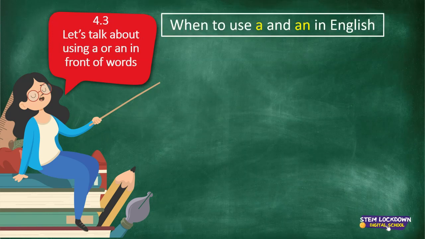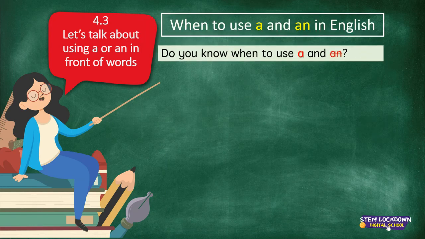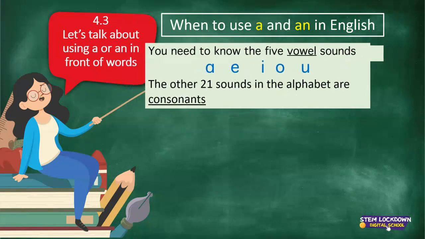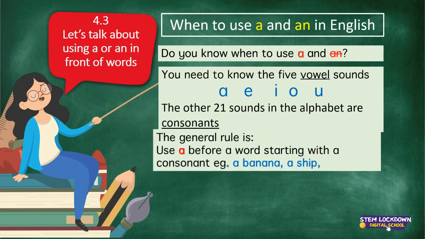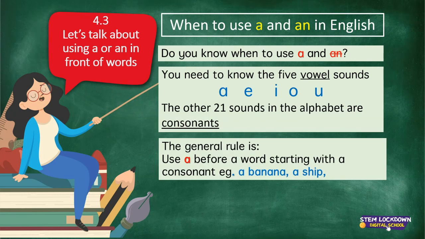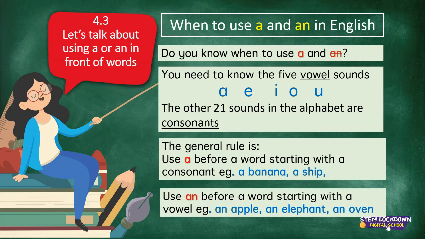We also talked about a or an in front of a word. Do you remember that? And a is usually pronounced eh. So in order to do this exercise, you need to know the 5 vowel sounds, A, E, I, O, U, and then the other 21 sounds that are consonants. And the reason for that is the a usually goes before a consonant. And we usually pronounce it a banana, a ship. An goes before a vowel sound. Apple, elephant, oven.